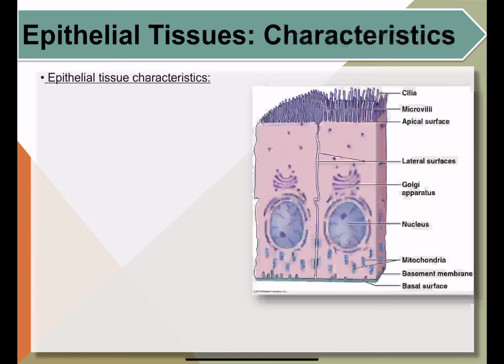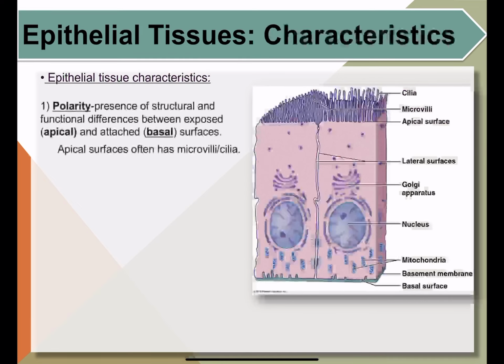Okay, so even though there can be different types of epithelial tissues covering different organs or parts of the body, they do share some general characteristics, and these are what we're going to be talking about here. First, they have what's called polarity. Polarity meaning that what's on top, or the exposed surface of the cell, is structurally different from the bottom, or attached surface of the cell. The superior portion and the inferior portion of the epithelial cells are not necessarily symmetrical.